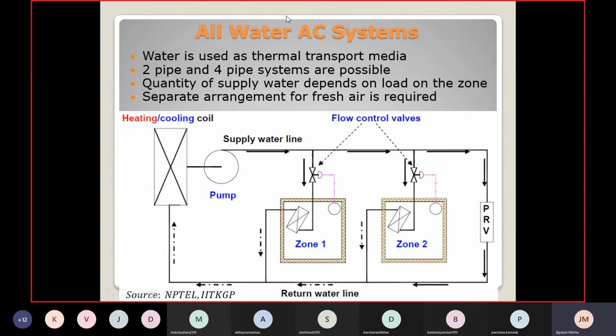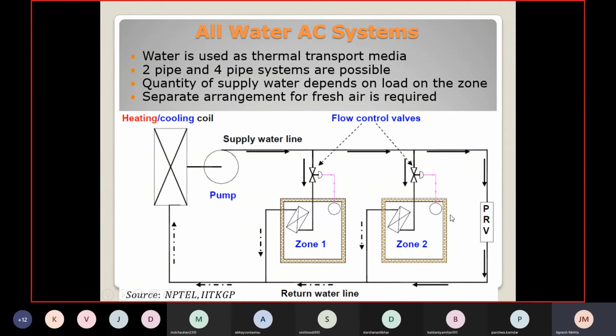The quantity of supply water depends on the load on the zone, and a separate arrangement for fresh air is required here, because the air conditioning system is not handling the air, right? So there has to be a separate provision for the fresh air. Here there is a central heating or cooling plant. It can be a water chilling plant or a water heating plant. If it is a heating plant, there can be a boiler with the help of which you are achieving hot water. But in the common application, summer air conditioning, it will be a refrigeration plant which produces chilled water. It will be pumped into the system.